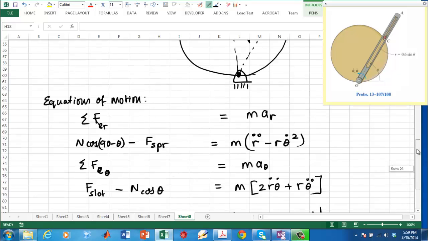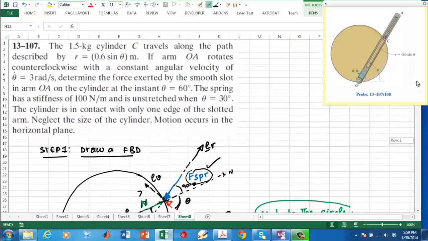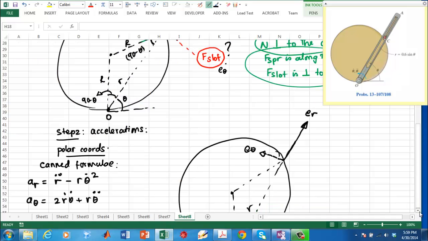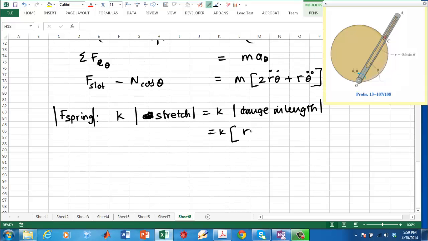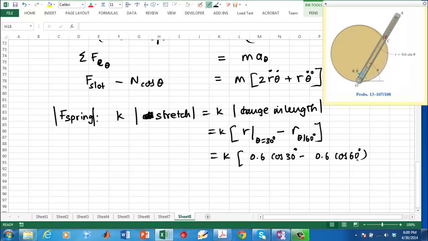Now, the problem says it is unstretched when theta equals 30 degrees and currently theta equals 60 degrees. So what I have to do is take r at theta equals 30 minus r at theta equals 60 degrees, which is K times (0.6 cos 30 degrees minus 0.6 cos 60 degrees). That's the magnitude of the force. The direction has already been taken care of.